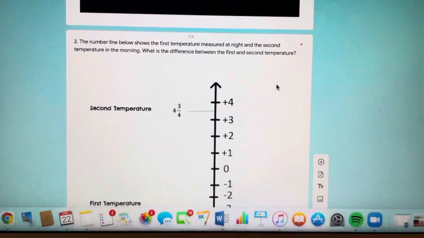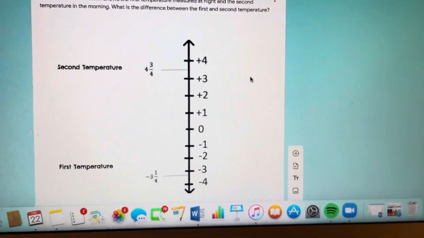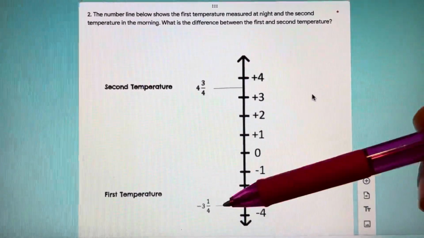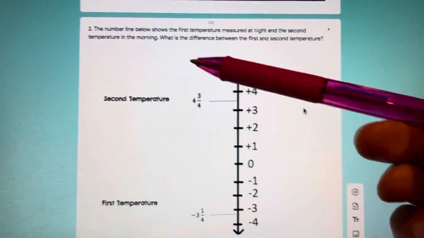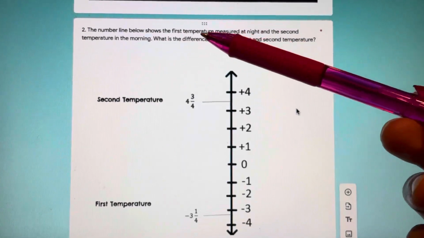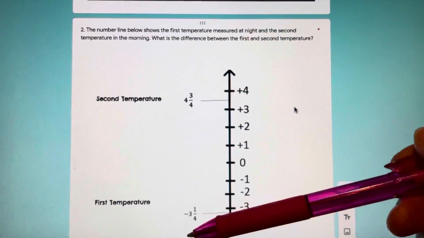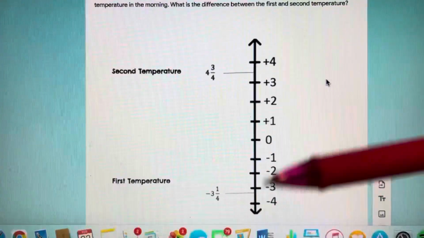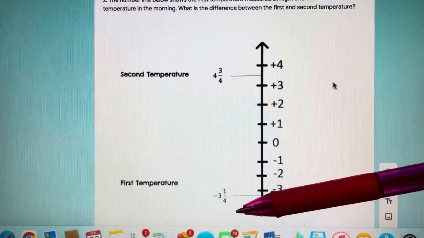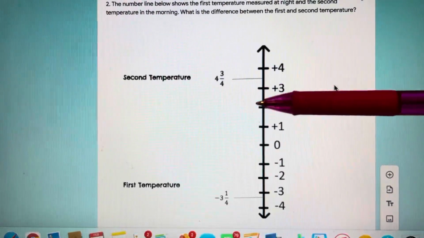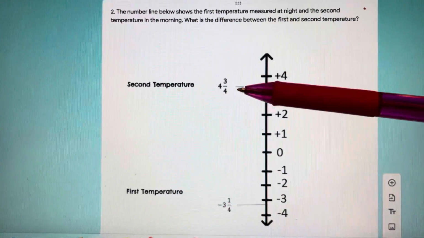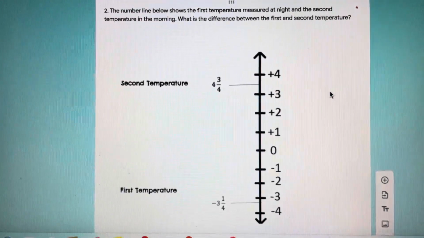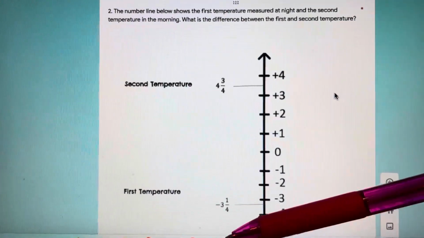Okay, so let's go ahead and look at number 2. Almost exactly the same. Literally the only difference is the numbers, I would say. It says the number line below shows the first temperature measured at night and the second temperature measured in the morning. And like I said in the last part of the video, what you notice is there's an increase here, right? From the first to the second, the temperature went up. What is the difference between the first and the second temperature?